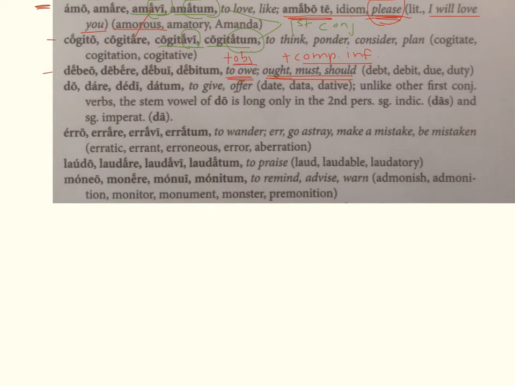And this object thing will make more sense once we get to chapter 2. I will also say, though, that this one with a complementary infinitive is the far more common use, so just remember that. It has some words like debt and duty. It has the sense of obligation in this verb. Our next word is do, dare, dedi, datum. It means to give or offer.